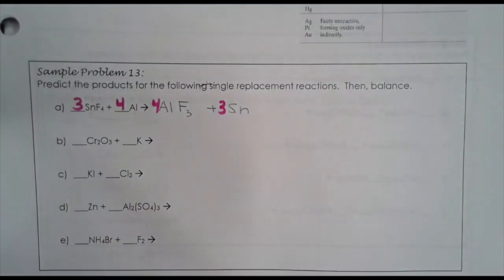And just like with your decomposition reactions, it doesn't matter the order in which you write the products. You can write tin first and then aluminum fluoride. Doesn't matter.